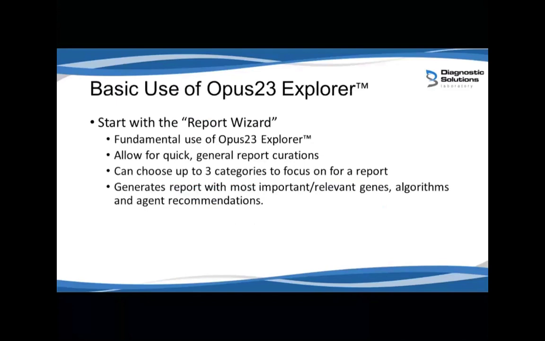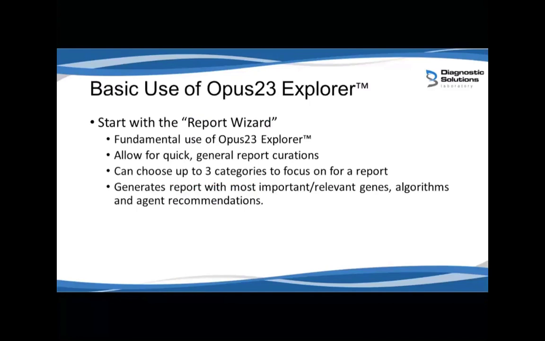So starting with the report wizard. As I said, it's more of a fundamental use, a lot of quick general report curations. You can choose up to 3 categories to focus on for a report. After you choose those categories, from 1 to 3, it generates a report with the most important relevant genes, algorithms, and agents.